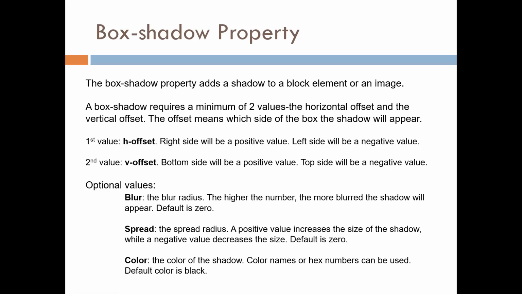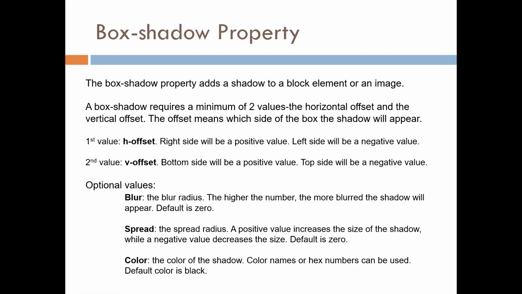You can also add values, just separated by a space, for blur. The higher the number, the more blurred the shadow will appear. Spread, meaning how far away it is. And then color. So we can use either color names or hex values. The default color is black. But if you want something a little softer or a totally different color, you can change that.